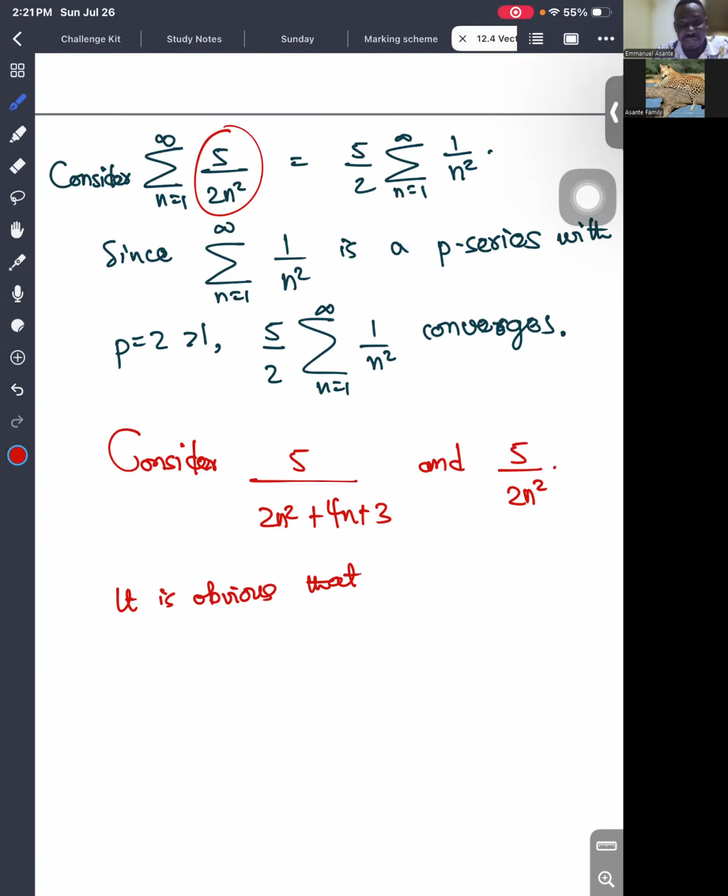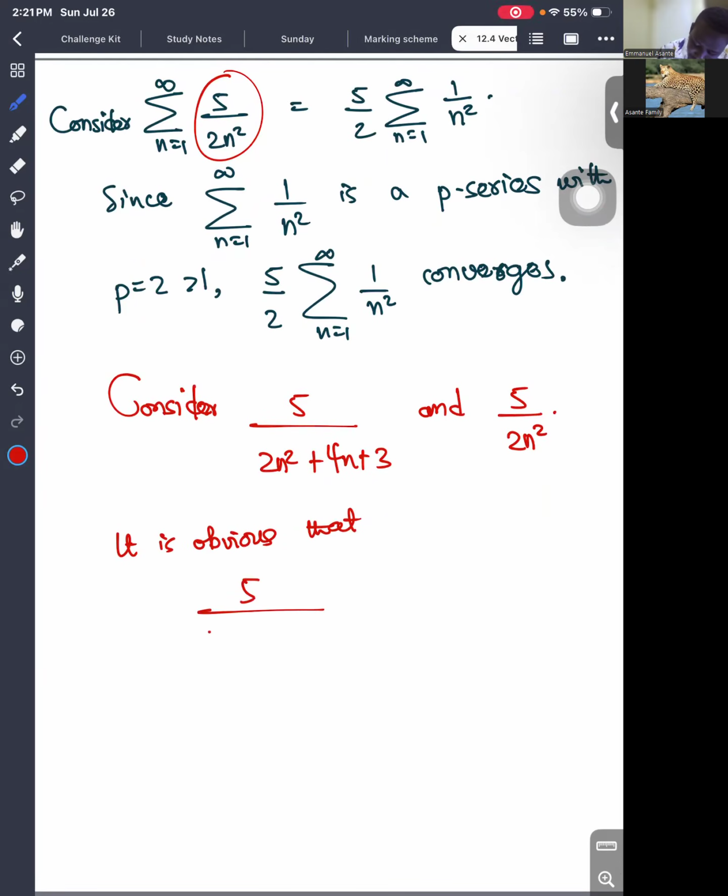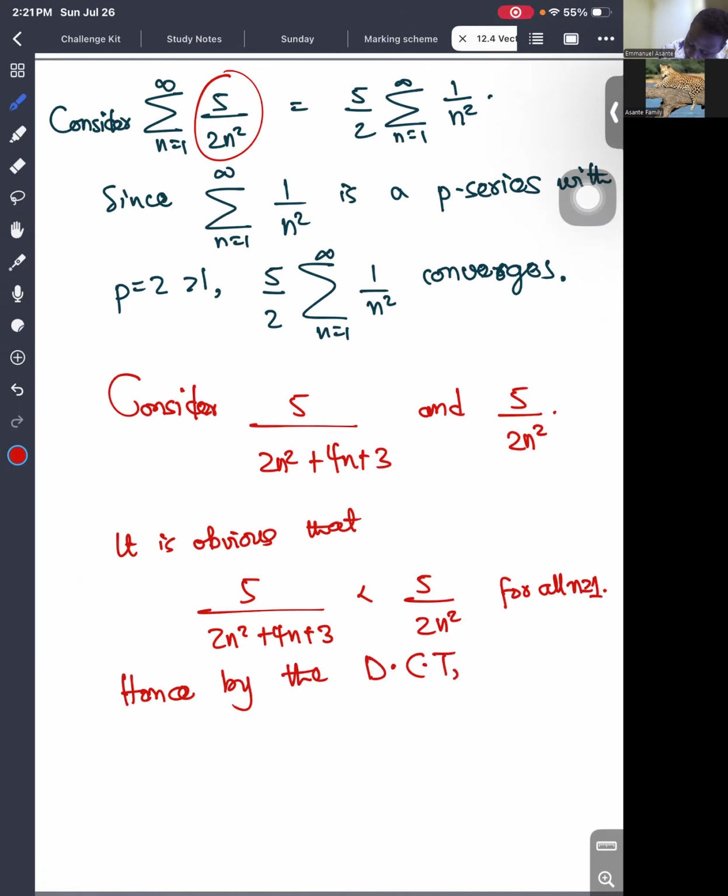I mean, they have the same numerator, so the one with the bigger denominator is definitely going to be the smaller one. So 5 over 2n squared plus 4n plus 3 is strictly less than 5 over 2n squared for all n greater than or equal to 1. Hence, by the DCT, we have that the series that we got is convergent.